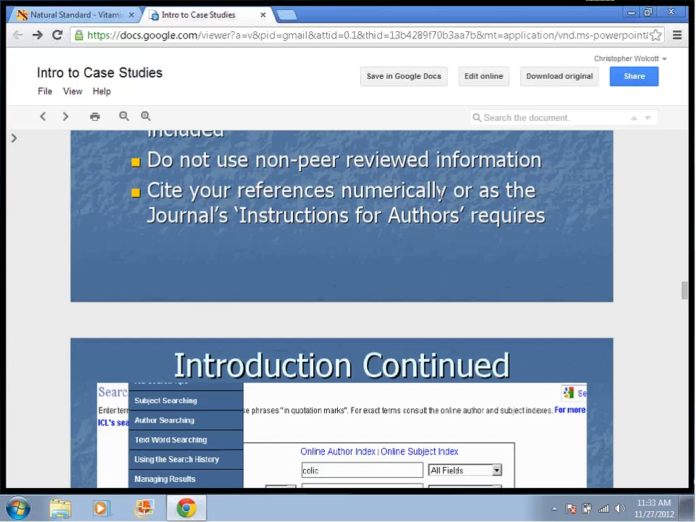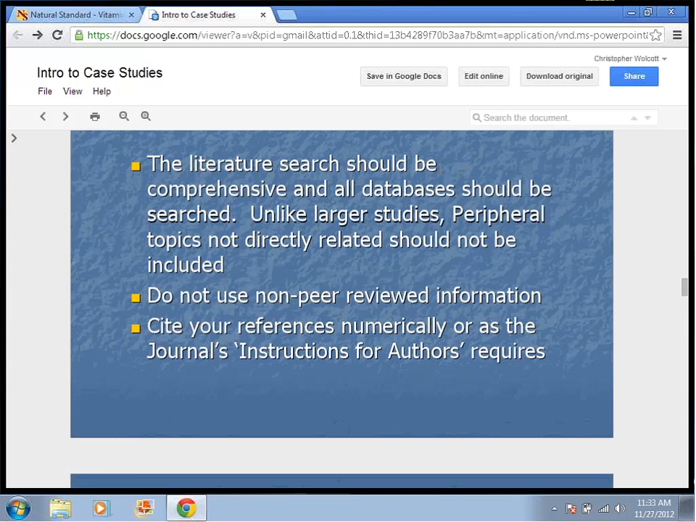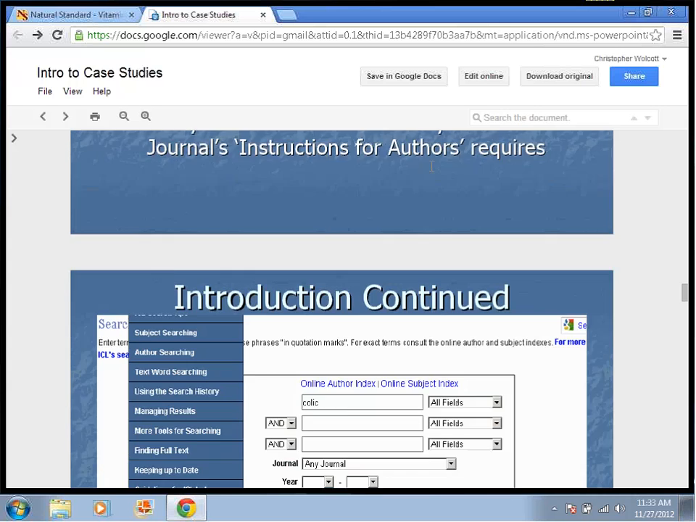And again, cite the references as the journal's instructions for authors recommend. And you can see that on any journal's homepage.